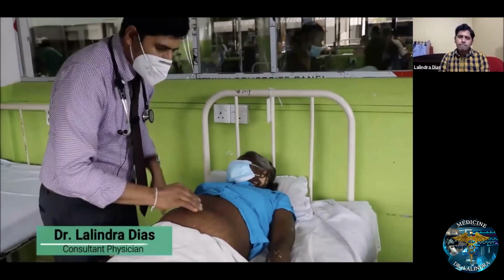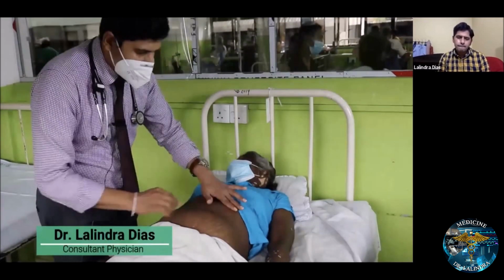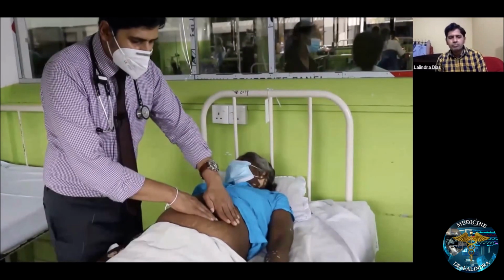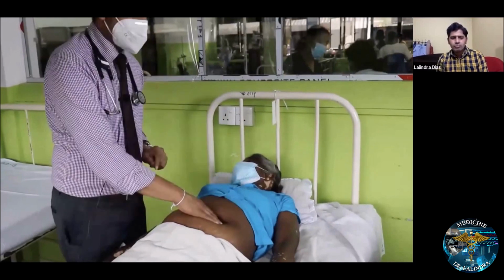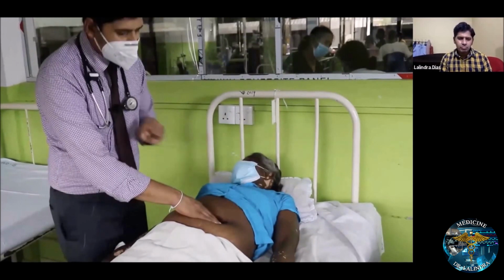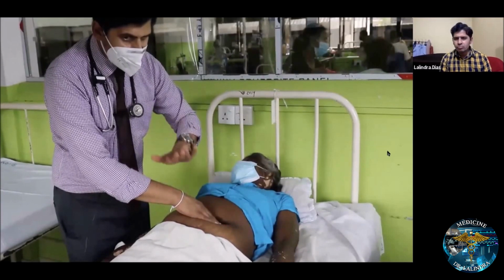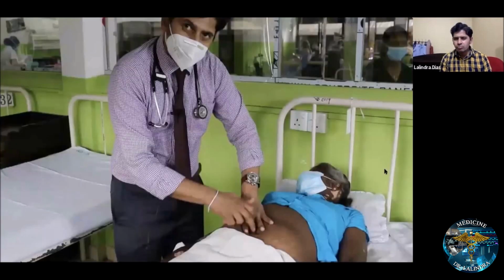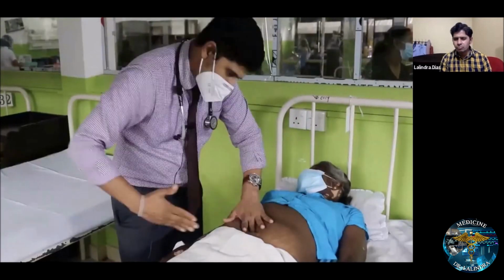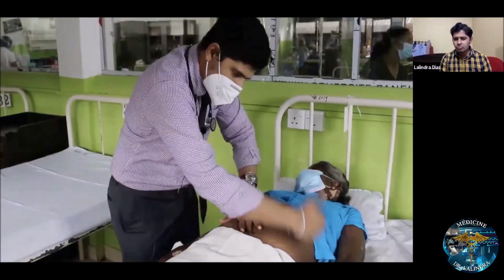Now I'm going to confirm the lower margin. So I said about 6 centimeters below the left subcostal margin. I'm going to confirm by percussion whether what I felt is the correct position. Look at mine. So again, percussion is perpendicular to the left subcostal margin.